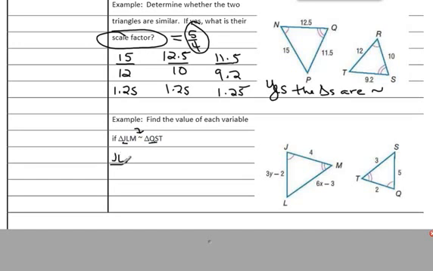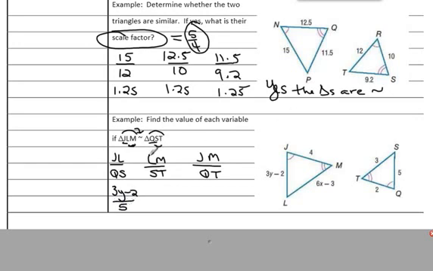JL will match with QS. LM will match with ST. And then JM will match with QT. And now that I've set up my similarity statement, or my proportion, as letters, I'm going to fill in the letters with their values. So for JL, it's 3y minus 2, and QS is 5.